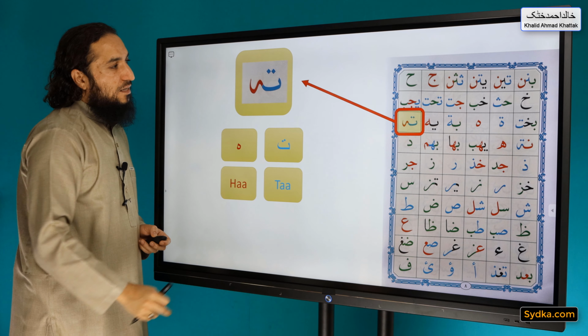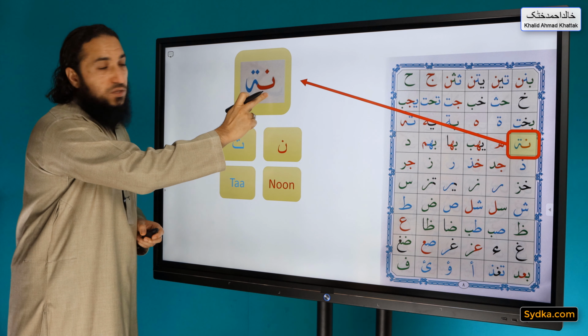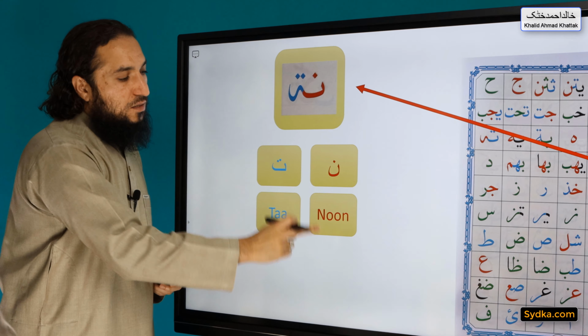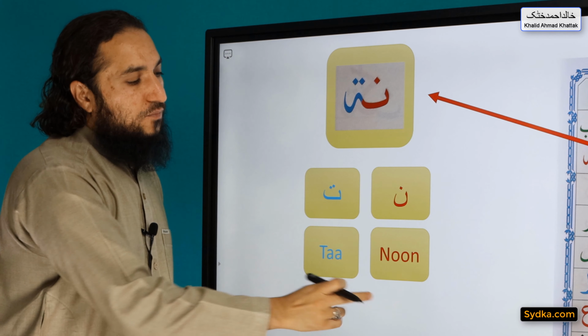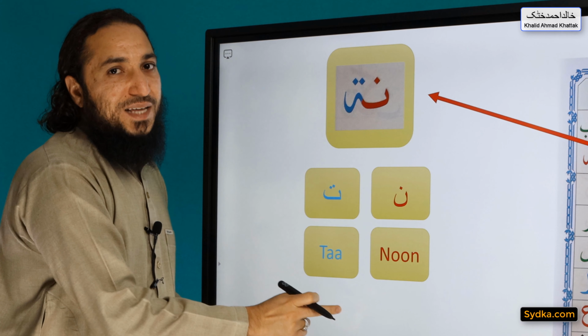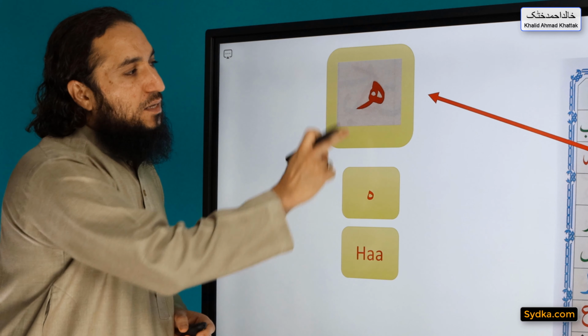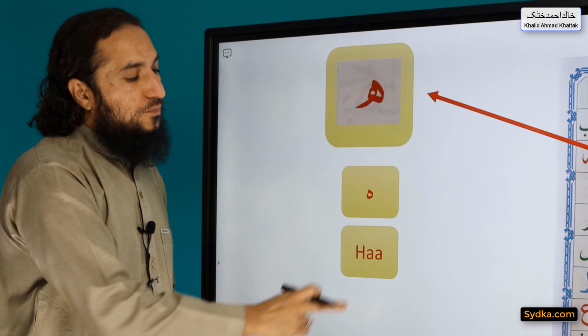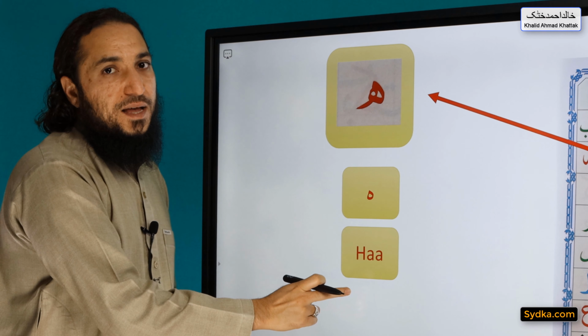The first letter is noon, the second one is ta, another way of writing ta. Noon ta. This is another way of writing ha. Ha.